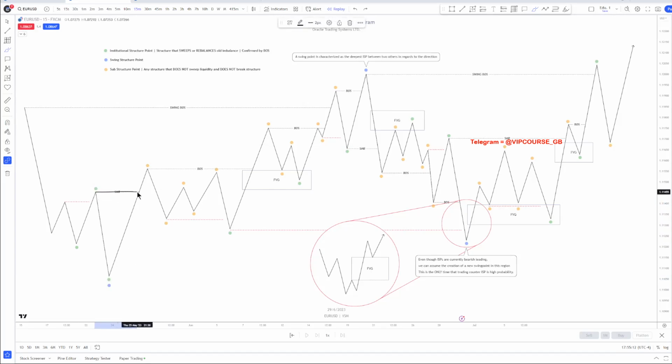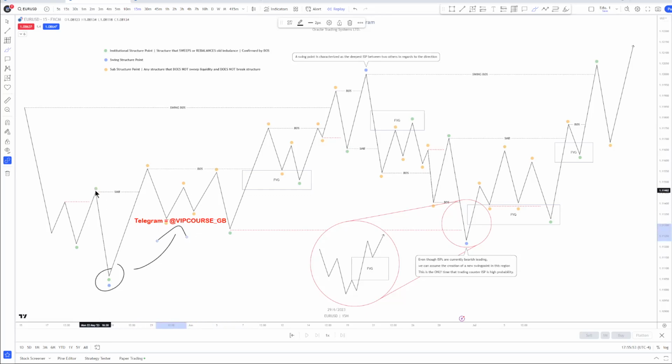So whenever we get a break of an ISP, we must ask ourselves, what caused it? So we look back and we look for the ISP that has caused it. It could be up here, it could be up here, it could be down here, it doesn't matter. We're looking for the most recent ISP that caused the break of structure. An ISP then represents the beginning of either a pullback phase or impulse phase of swing structure.